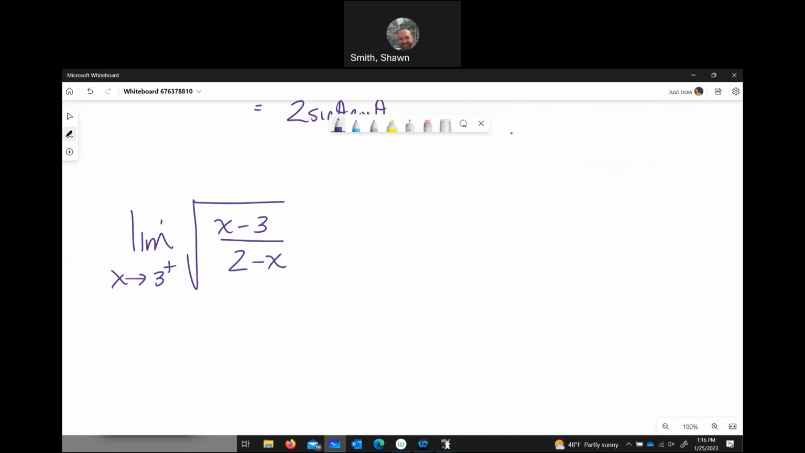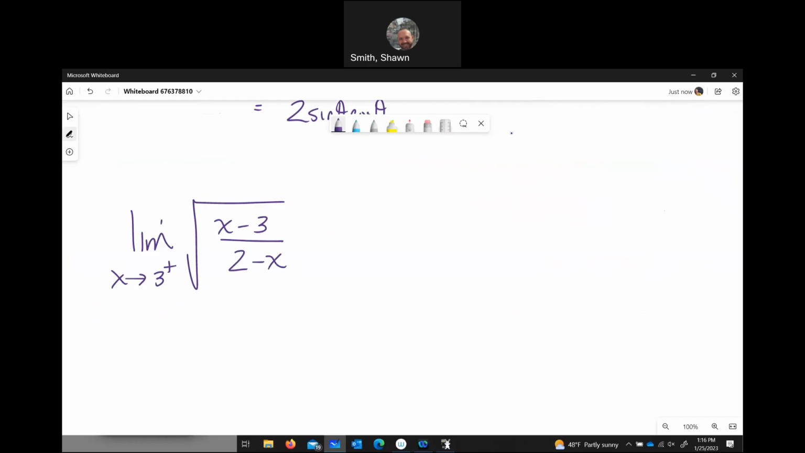All right, so these one-sided limits, you've got to be a little bit careful with them. First off, look at the function itself before you actually start trying to evaluate. You might say, well, I could put in 3 in there. 3 minus 3 on the top is 0. 2 minus 3 on the bottom is -1. 0 divided by -1 is 0. Square root of 0 is 0. But are we actually putting in 3?